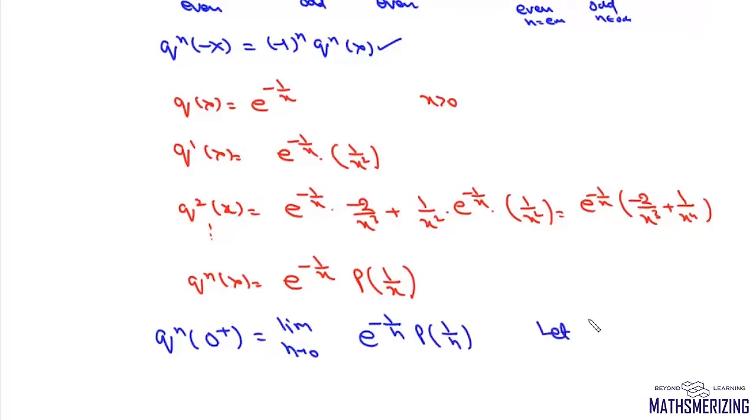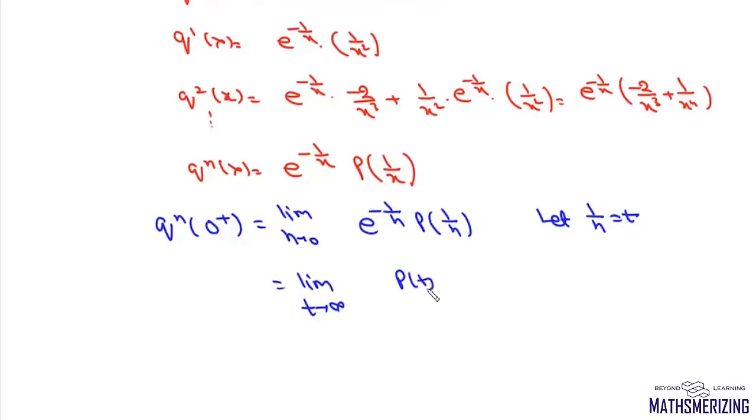If we let 1 upon h as t, we can write this as limit t tends to infinite of p(t) upon e to the power t, and this we have already established in part A that this is equal to 0. So from here we can say this limit at 0 positive will be equal to the limit at 0 negative and will be equal to 0. That is, this limit at 0 will exist and it is equal to 0.